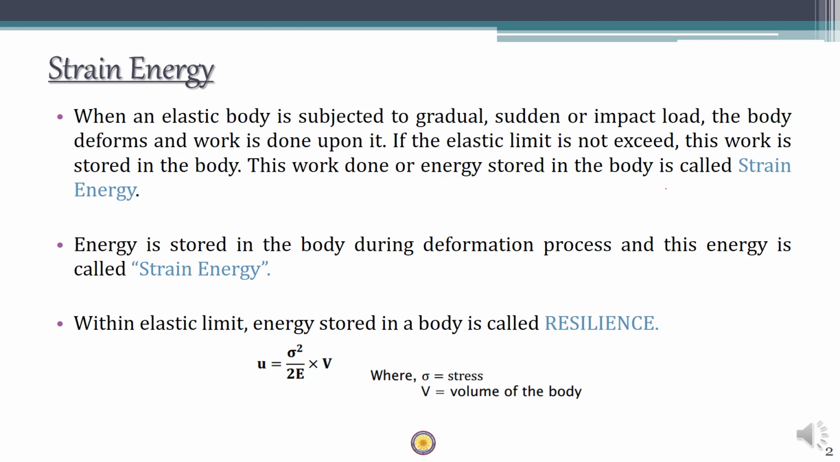So we can say that this strain energy, or the energy stored in the body within elastic limit, is called resilience, which is denoted by U, and its value is sigma square by 2E multiplied by V, where V is volume and sigma is stress. We'll see the derivation later on how it came.